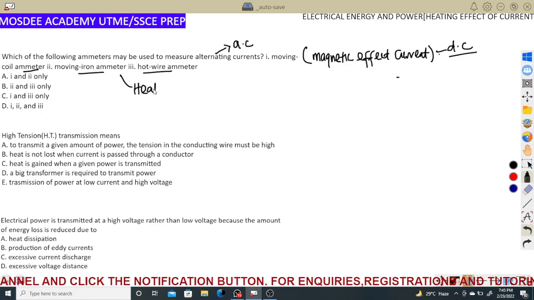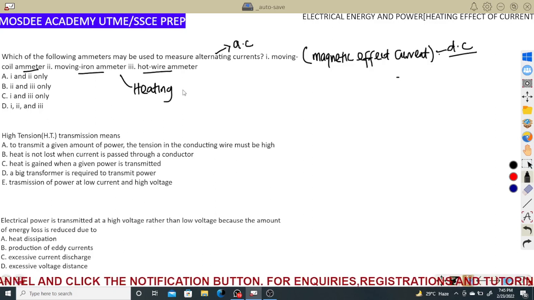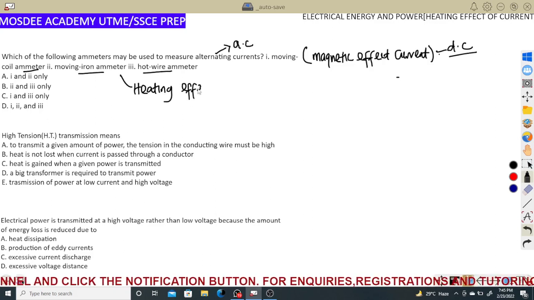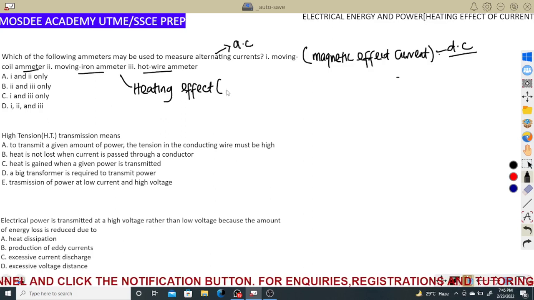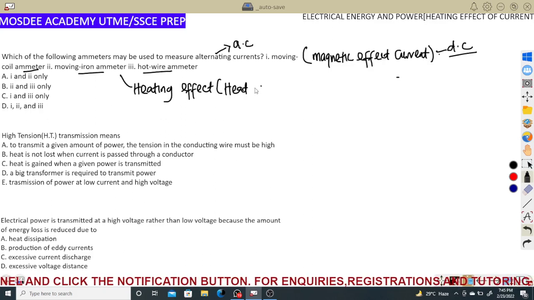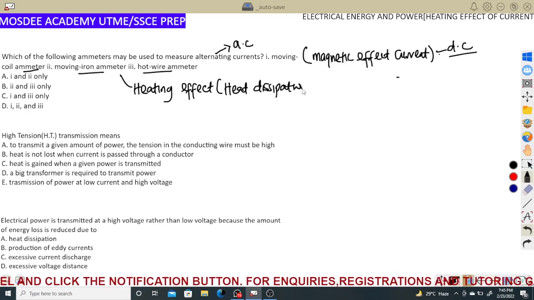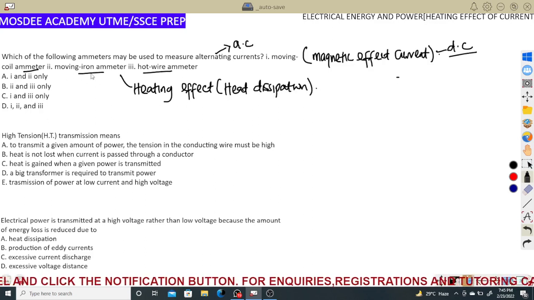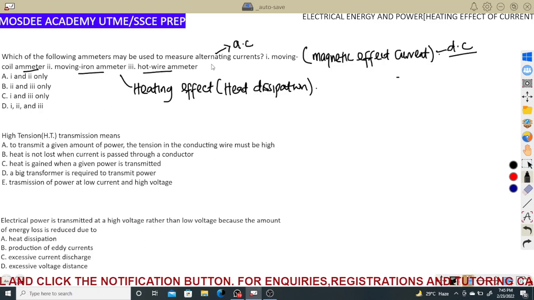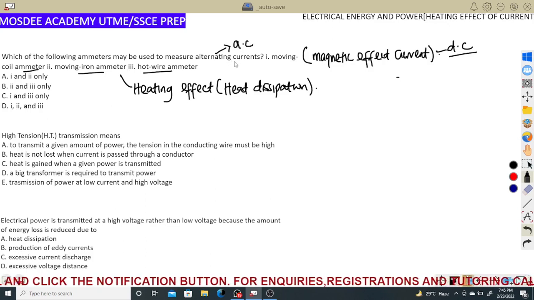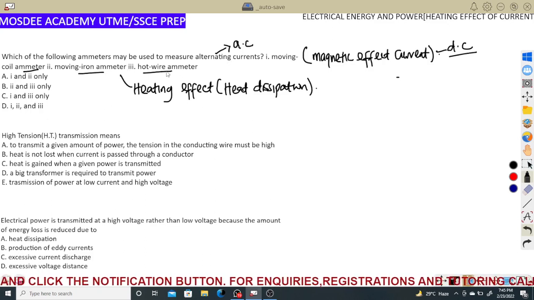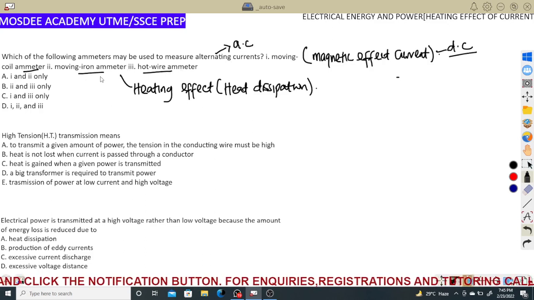When I say Joule effect of current, we are talking about heat dissipation. Keep it in mind, because language is another problem for most students. Dissipation, so keep that in mind. Now, the moving iron ammeter can be used to measure both AC and DC. Note that. The reason is because they work on the principle of heat.